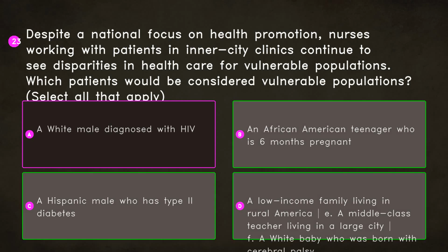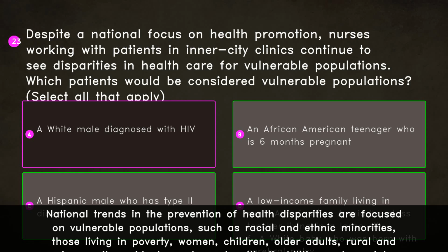The correct answer is an African American teenager who is 6 months pregnant and a Hispanic male who has type 2 diabetes, and a low-income family living in rural America. National trends in the prevention of health disparities are focused on vulnerable populations, such as racial and ethnic minorities, those living in poverty, women, children, older adults, rural and inner-city residents, and people with disabilities and special health care needs.